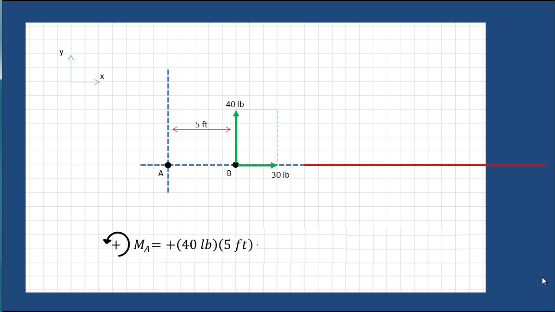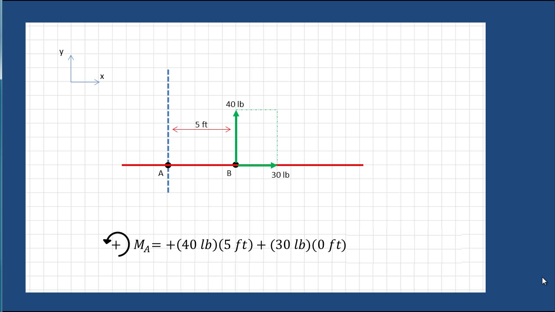Now turning our attention to the 30-pound force, we see that the line of action of this force not only passes through point B, but also passes through point A. Again, using our definition of the moment arm, we determine that the moment arm of the 30-pound force with respect to point A is 0, and thus we conclude that the 30-pound force does not contribute to the moment about point A. We can include this information in our equation by writing that the moment of this force is equal to the magnitude of the force times a moment arm of 0.